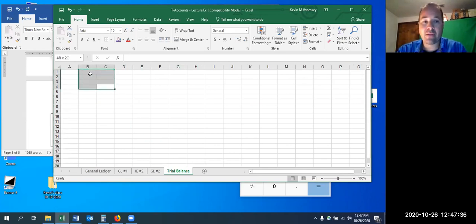When we have a trial balance, we're always going to have our proper title at the top. You're always going to have the company name. And then you're going to have what it is you're preparing, so in this case, the trial balance. And then you're going to have the date.